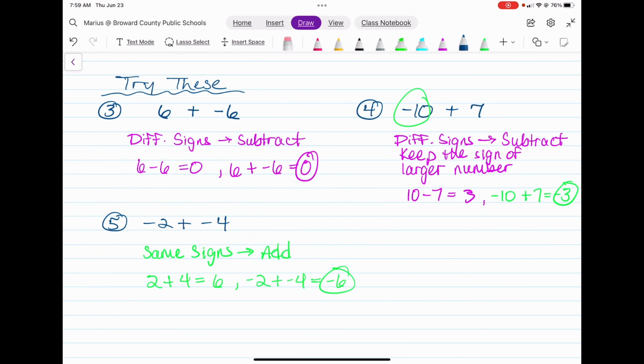And I'm going to throw one more example in there real quick. We're going to take a look at -5 plus 11. So here, once again, we have different signs. Different signs mean that we subtract. So we would do 11 minus 5, which equals 6. However, we have to keep the sign of the larger number. Now, in this one, the larger number is positive. So we know that -5 plus +11 would equal +6.